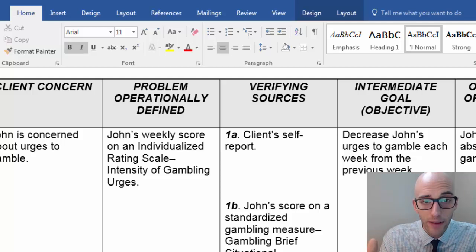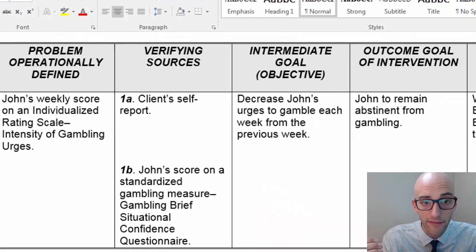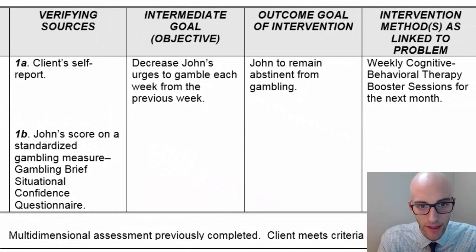So once we've got that information, we could look at the client's self-report, their report on a gambling brief situational confidence questionnaire, but we could also look at a third party's report of what was going on. So a verifying source could be their spouse, or maybe their bank statement saying how much money they've spent on gambling, or if they've asked for any kind of cash advances. And oftentimes we can see the outcome goal pretty easily. We would want them to abstain from gambling, but an intermediate goal could be a step along the way in order to decrease their urges to gamble.